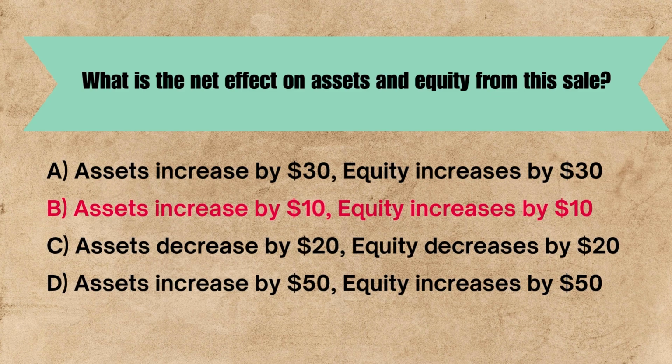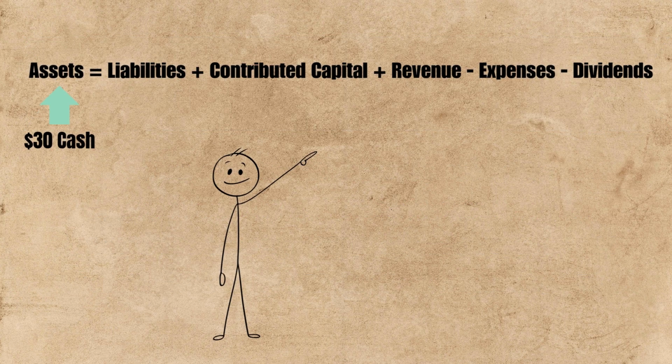The answer is B. Assets increase by $10, equity increases by $10. If he sells one glass of lemonade, he will receive cash, which is an asset, so his assets will increase by $30. Money received from sales are part of revenue, so revenue will also increase by $30. Now, additionally, Alex no longer has that glass of lemonade, with its related supplies used to make it, so his assets will also decrease by the cost of his lemonade, which was the $20 we discussed.